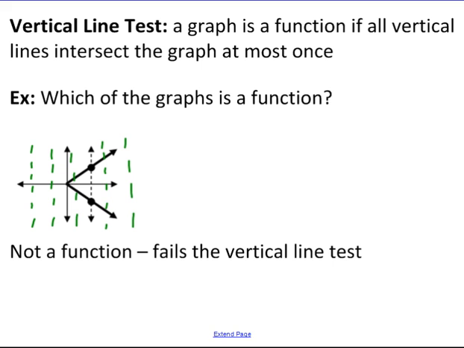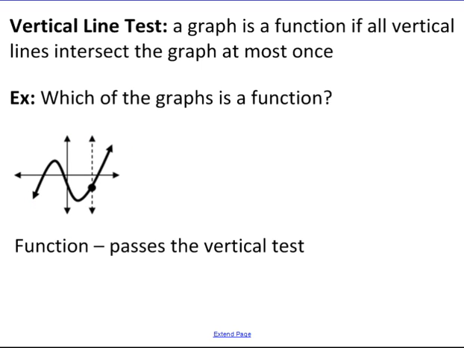Well, as you can see with this example right here, here's my graph. If I draw a vertical line here, I touch the graph twice, once there and once there. So this particular example is not a function because it fails the vertical line test. This example, I can draw a vertical line anywhere on the graph and only touch the graph once. Okay, so this one is a function. It does pass the vertical line test.